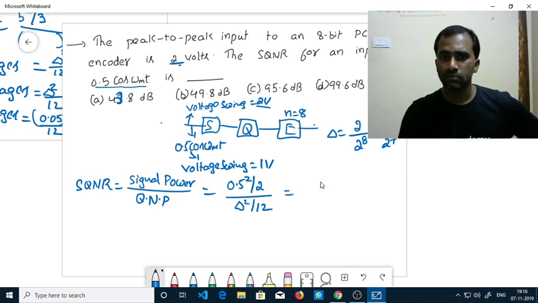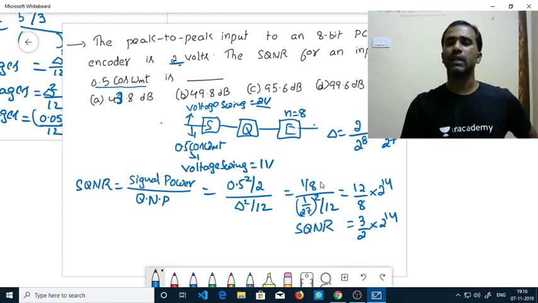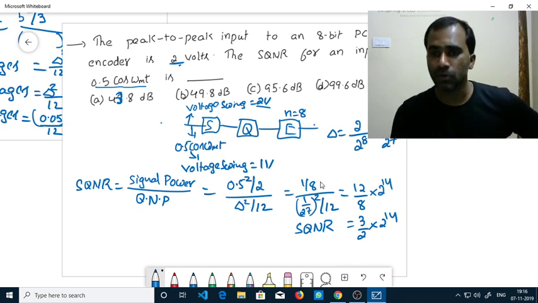So the numerator is 0.5, which is 1 by 2. 1 by 2 whole square is 1 by 4. 1 by 4 by 2 is 1 by 8. Divided by del squared by 12, which is 1 by 2 power 7 whole square by 12. So this is equal to 12 into the numerator divided by 8 into 2 to the power of 14. So 12 by 8 is 3 by 2 into 2 to the power of 14. Yes, we got the answer, but generally when they are talking about SQNR, the options will be in dB scale only, right?